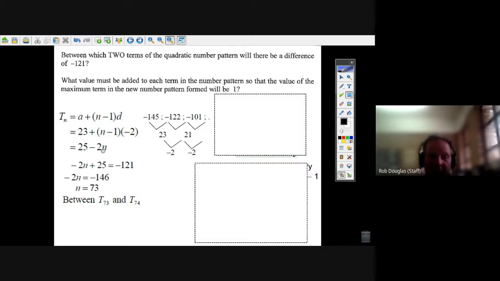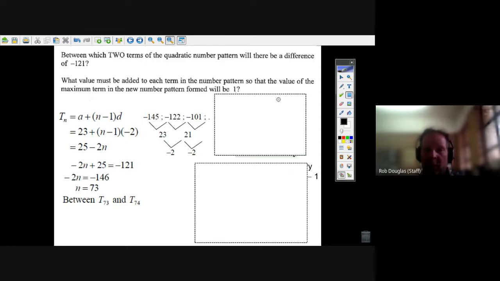Well, we want the n that's going to make minus 121. So we put minus 121 there. We take away 25 from minus 121. We divide by negative 2, and there we get the answer. It's got to be between the 73rd and the 74th to make this minus 121 difference. Just like between the first and the second makes the first difference. And that's it.